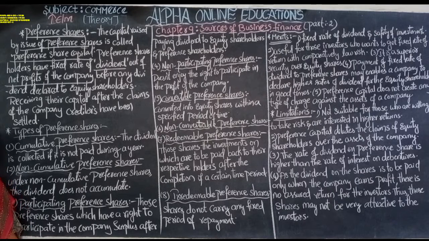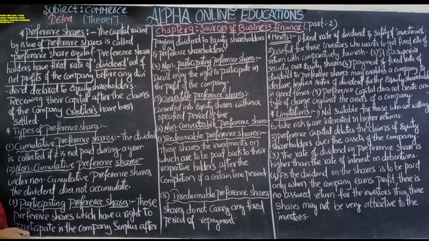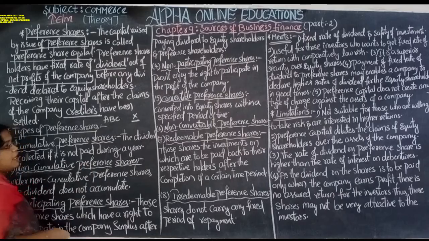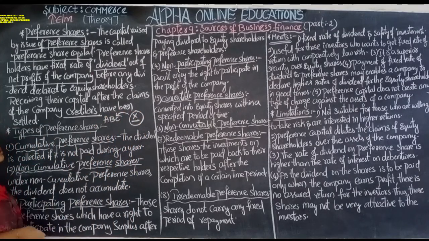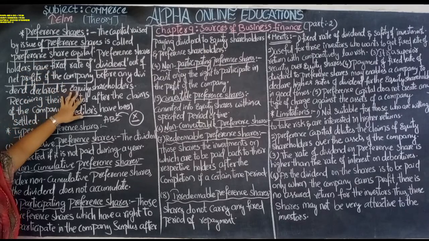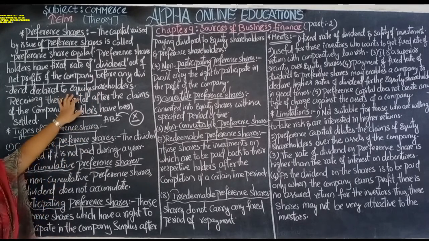So first the preference shareholders will get the fixed rate of dividend, after the claims of the company creditors have been settled. Creditors are those to whom the company owes money. For example, if ABC company owes money to a person X, then X becomes a creditor of ABC company. So first the creditors are paid, then the preference shareholders are paid the fixed dividend. Then whatever net profit is there, in that net profit the dividend is distributed to the equity shareholders.